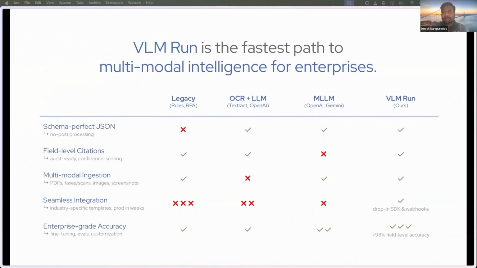But this often struggles with grounding and structure. And there are generic large language models like GPT and Gemini, which are powerful, but they do not enforce schema or cannot be fine-tuned on your data. On the other end, we have VLM Run, which gives schema-perfect JSONs. You can field-level cite any of the data. It handles multimodal ingestion, and you have a drop-in SDK and webhook. It delivers enterprise-grade accuracy, nearly 98% on the fields you want to extract. Essentially, it combines the reliability of structured systems with the intelligence of large models.